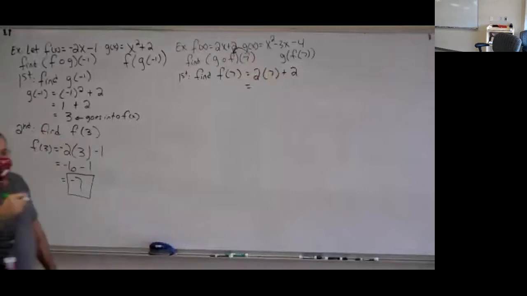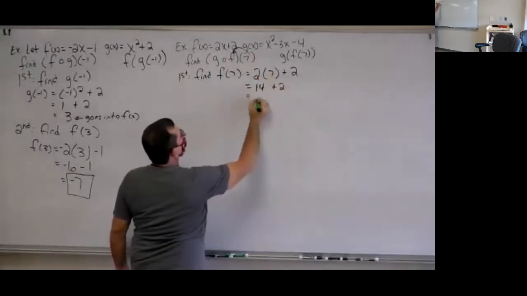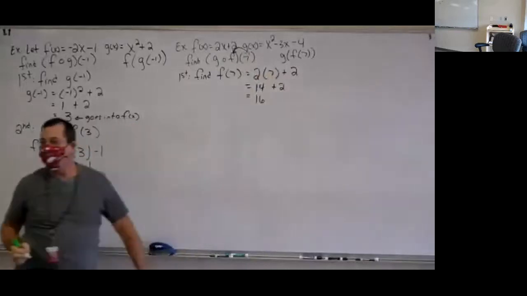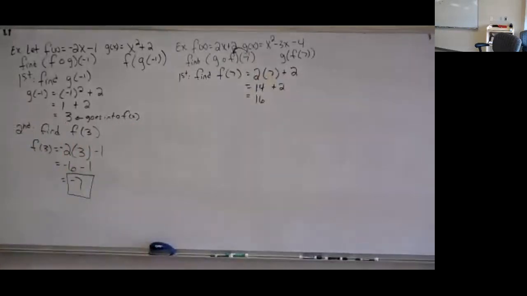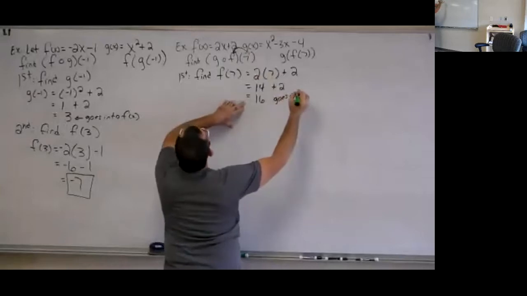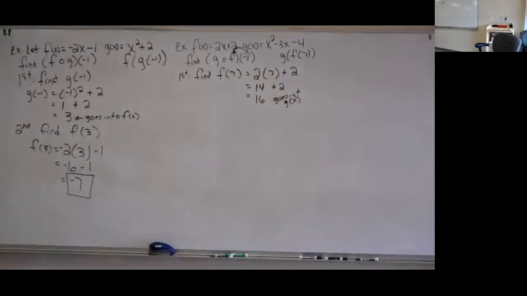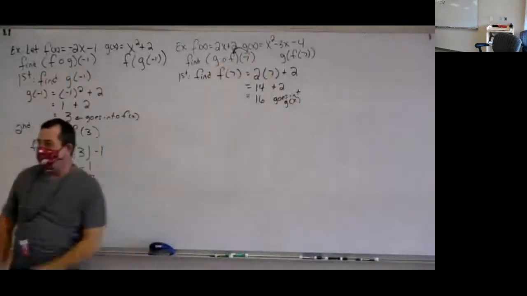All right, so once again, we'll multiply before I add. So 2 times 7 is what? 14 plus 2, which will give us a 16. So now this 16 goes into g of x. Trying to find the f, put in the g. Here I found the g to put in the f. So watch out, am I going f of g or am I going g of f on those, okay?